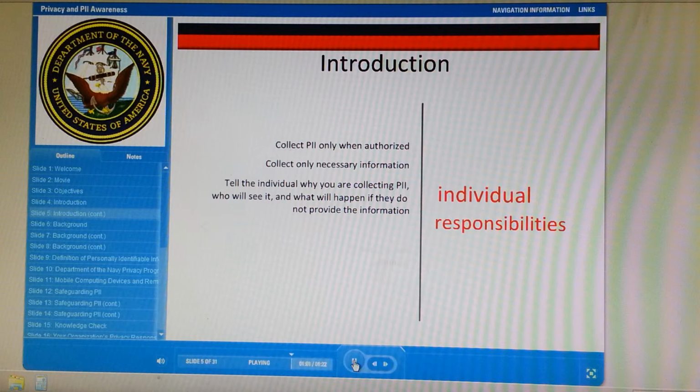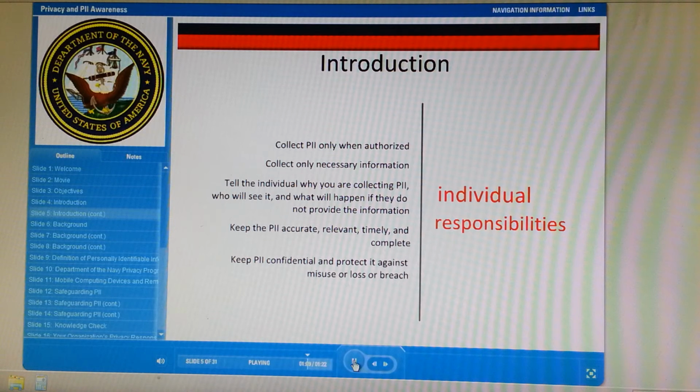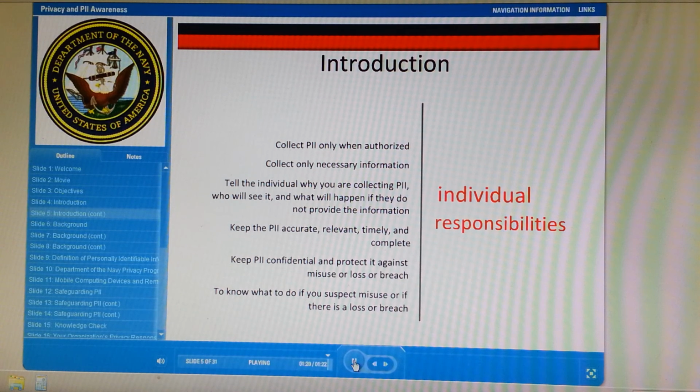To ensure that the information maintained is accurate, relevant, timely, and complete. To ensure that PII collected and maintained by the DON is kept confidential and is protected against misuse, loss, or breach. And to know what to do if you suspect misuse or if there is a loss or breach.